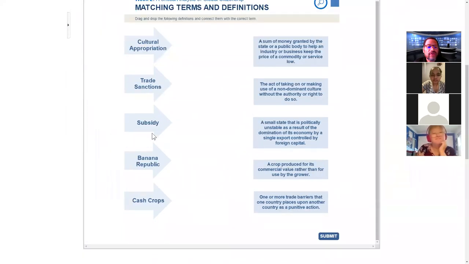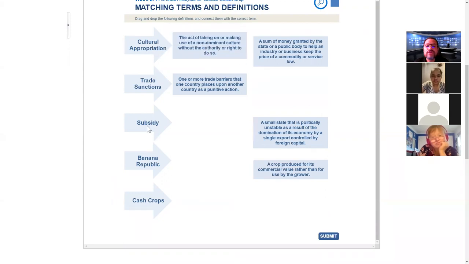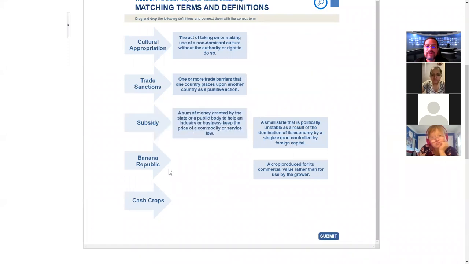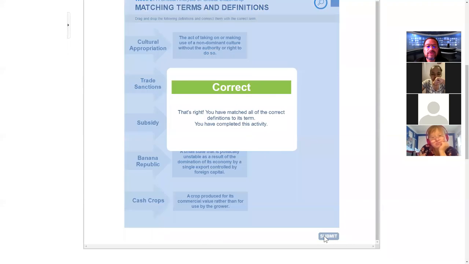So what is a subsidy? One or more barriers that a country places under another country. No, that might be a trade sanction. So you drag and drop it there. What's cultural appropriation? The act of taking on or making use of some non-dominant culture without the authority to do so. What's a subsidy? A sum of money granted to help keep the price of a commodity low. And a cash crop, a crop produced for its commercial value. Let's check to see how good I did. There we go, got them all right. If you got one wrong, it'll tell you incorrect. It'll ask you to go back again and do it, okay?